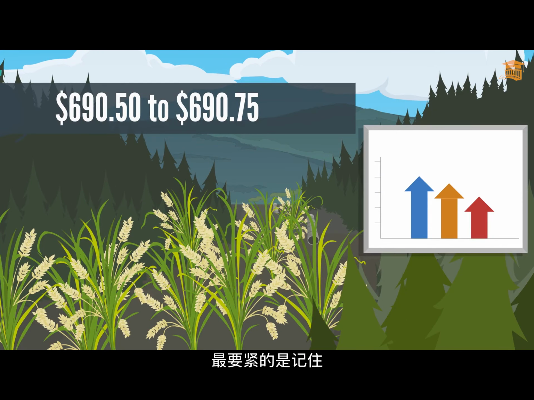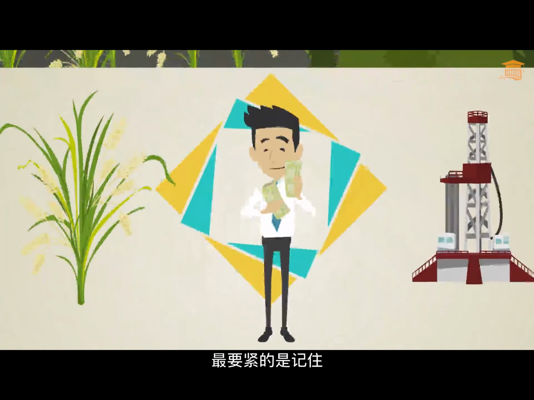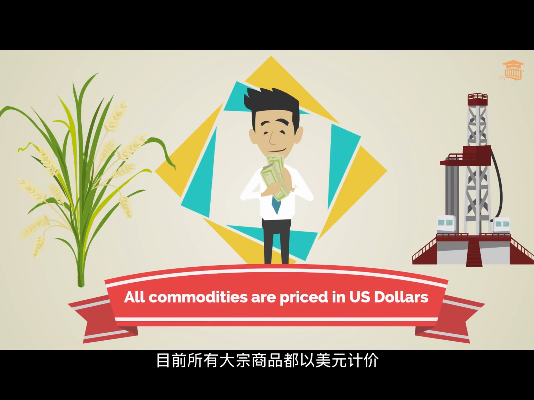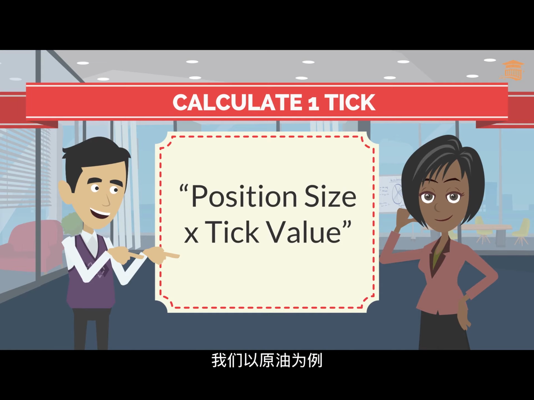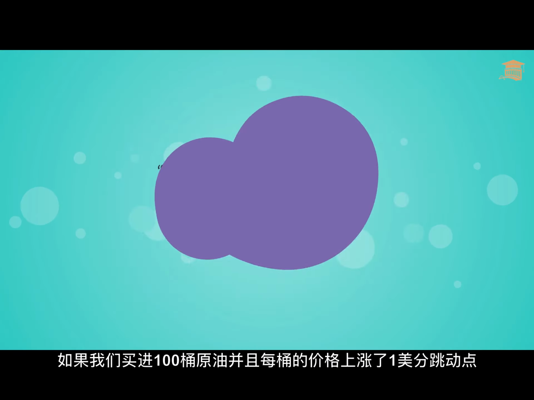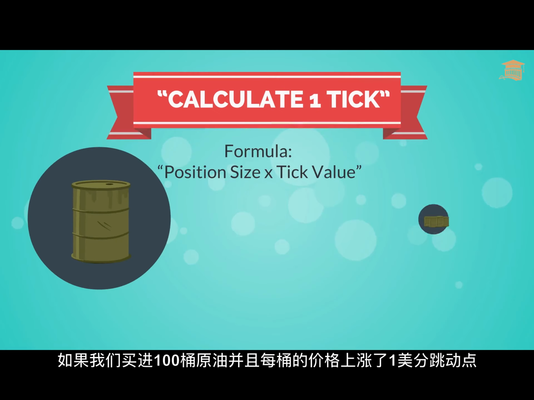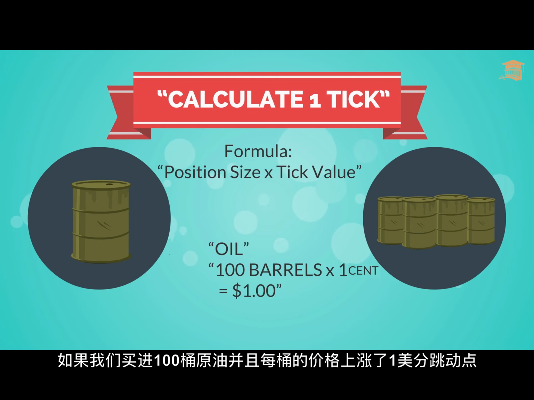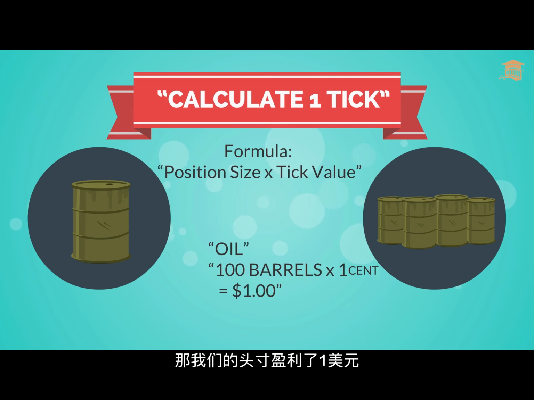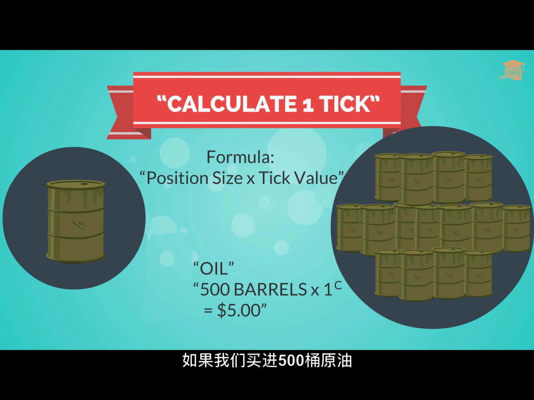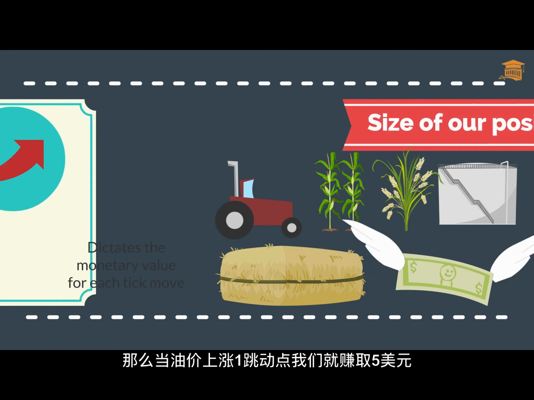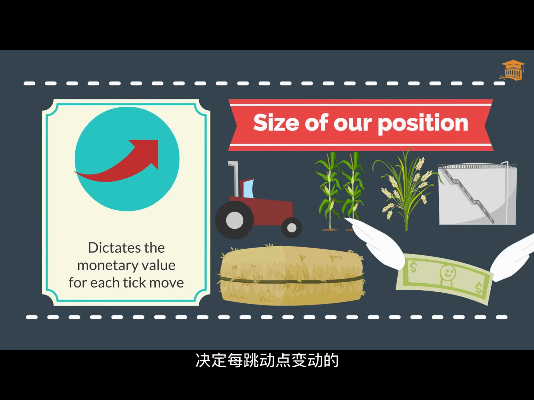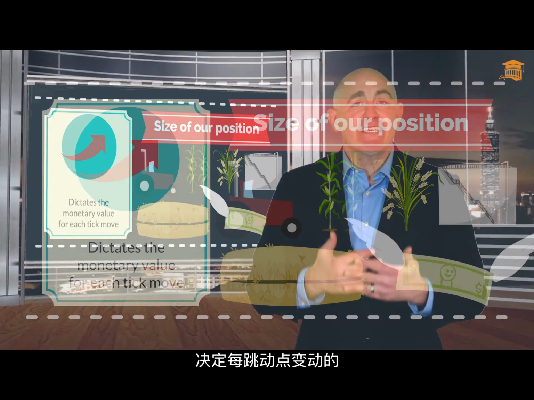Now, the most important thing to remember is that, for the time being, all commodities are priced in US dollars. So to calculate the value of a tick, we must simply multiply our position size by 1 tick. Let's take crude oil as an example. If we buy 100 barrels of crude oil and the price per barrel rises by a 1 cent tick, then our position profits by $1. If we buy 500 barrels of crude oil, that means every time the price rises by a tick, we make $5. It's the size of our position that dictates the monetary value for each tick move.